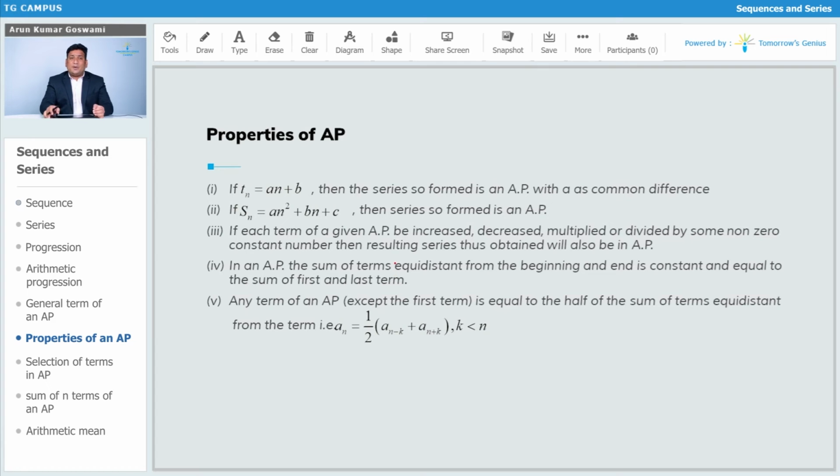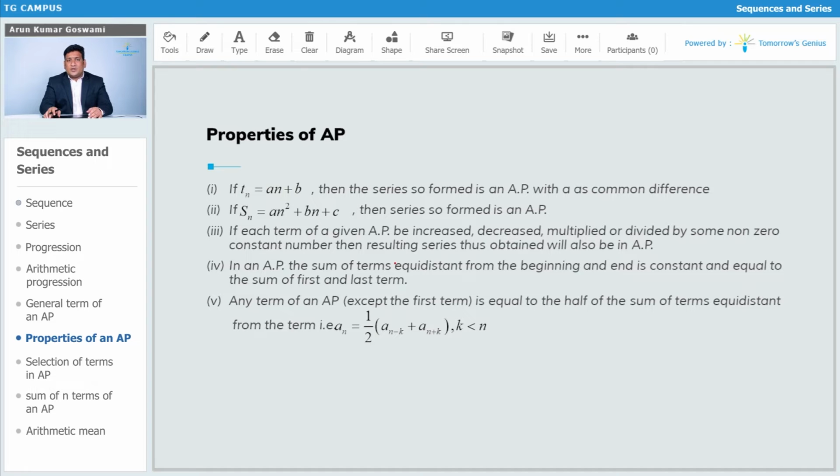Hello guys, let's see the properties of AP. So I mentioned some properties here. If Tn is equal to An plus B, then the series so formed is an AP. And similarly, if Sn is given in a quadratic form, the series formed with this will be an AP. The third property: if each term of a given AP is increased or decreased or multiplied or divided by some non-zero constant number, the resulting series thus obtained will also be an AP.